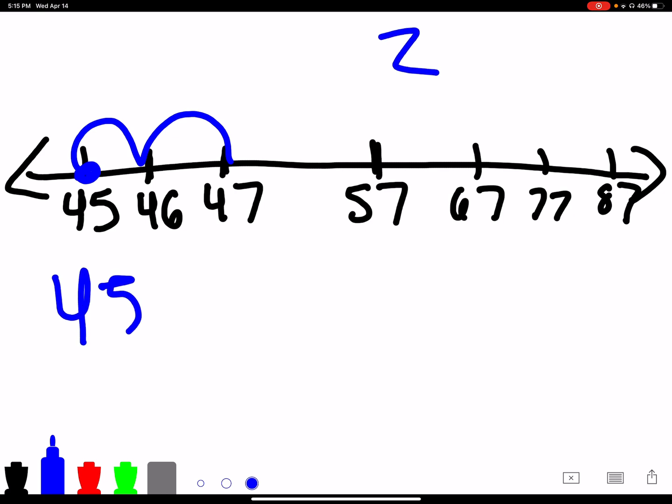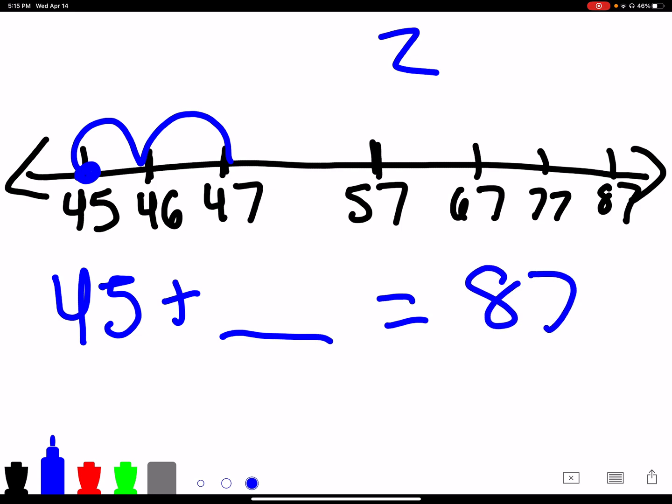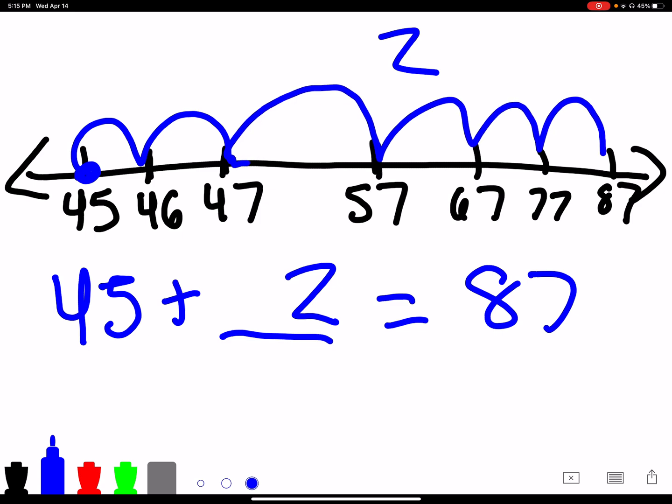So 45 plus blank equals 87. And I know a 2 is going to be in my ones place since we're adding by ones. And then we start counting by 10. So we start by saying 1, 2, 3, 4, and we have 4 in the tens place since we counted by tens 4 times. And we have 42.